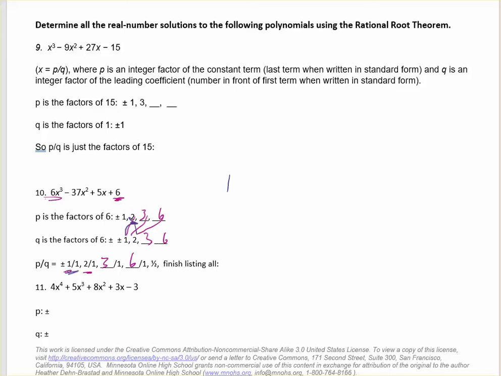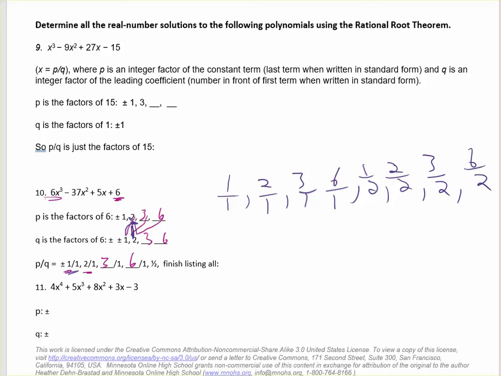Okay, so I did all of these over 1: 1 over 1, 2 over 1, 3 over 1, 6 over 1. Now I'm going to write them all over 2. I think I started doing the same thing twice. So 1 over 2, 2 over 2, 3 over 2, and 6 over 2.